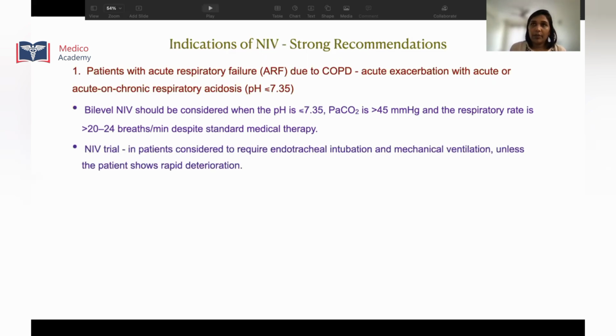And if such a patient comes to you and you feel that this patient requires endotracheal intubation and mechanical ventilation, then also they say an NIV trial is recommended, is to be considered, provided your patient is not showing rapid deterioration like hemodynamic instability, or if the patient is having severe symptomatic bradycardia or hypotension, then there is no point in wasting your time on NIV. You have to directly go for endotracheal intubation and mechanical ventilation. But otherwise, an NIV trial is recommended.